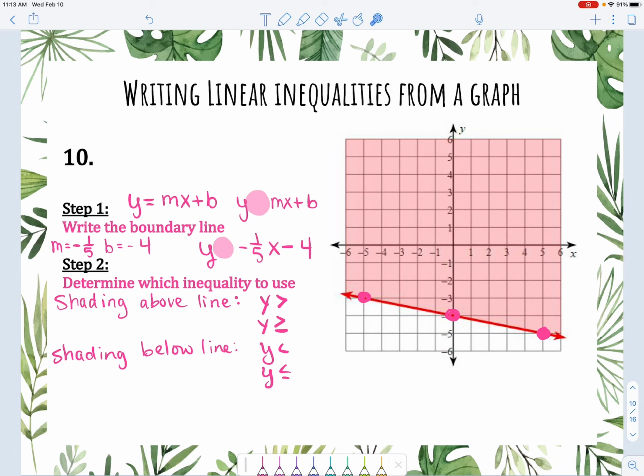And the easiest way to determine if your shading is above or below is to put your pencil on the line and move vertically in such a way that you reach the shaded region. Well, I just moved up to get to my shaded region. So the shading is above, so I want to use one of these greater than symbols. To determine which one, look at your line. It's a solid line, so I want to use the one with the bar. So my final inequality is going to be y is greater than or equal to -1/5 x minus 4.